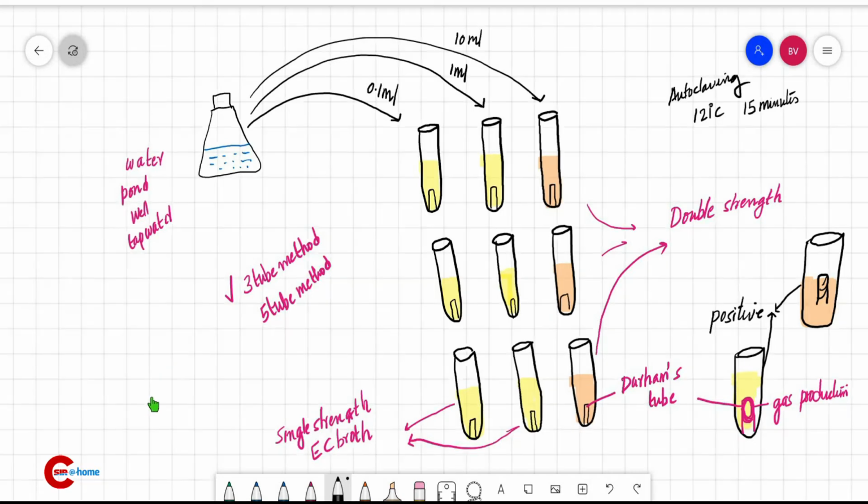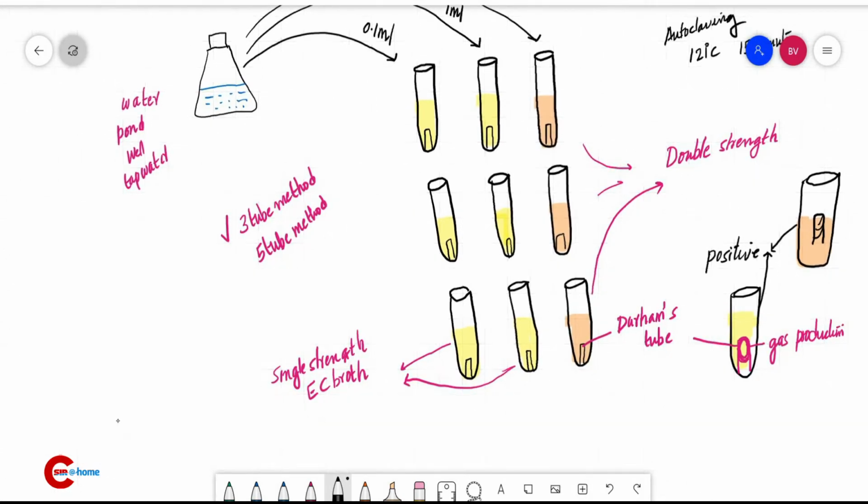Understood? 3-tube method, MPN method, 3-tube presumptive test. And then the tubes were kept for incubation. Three sets of tubes were kept for incubation at 37 degrees Celsius for 24 to 48 hours. Understood.